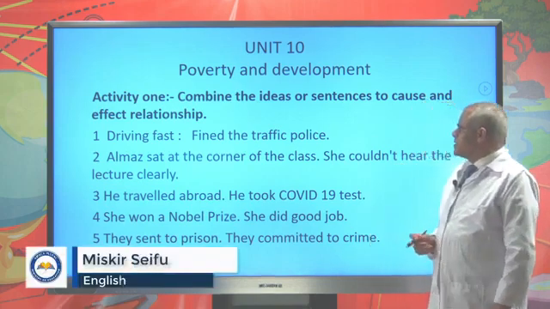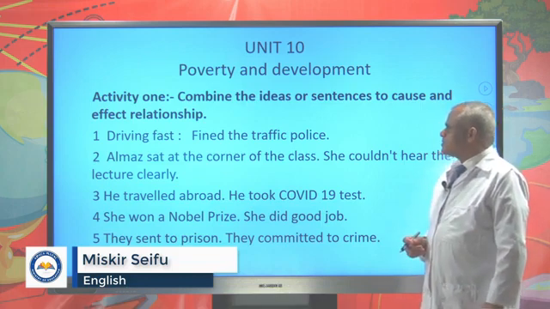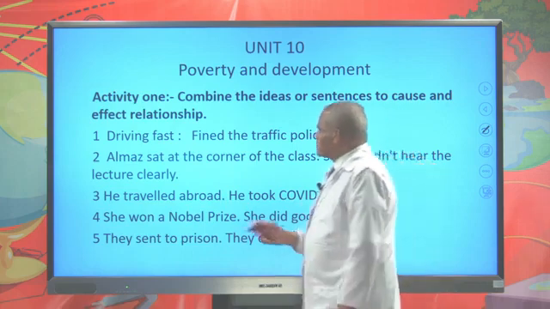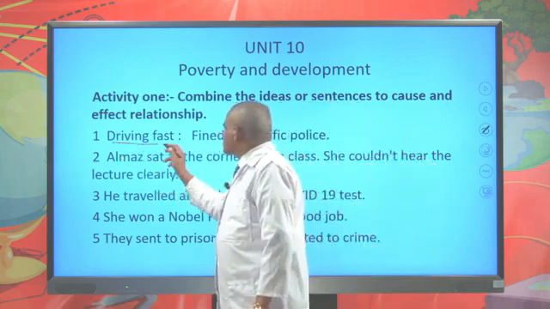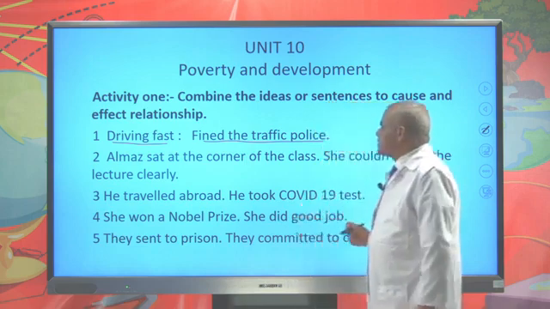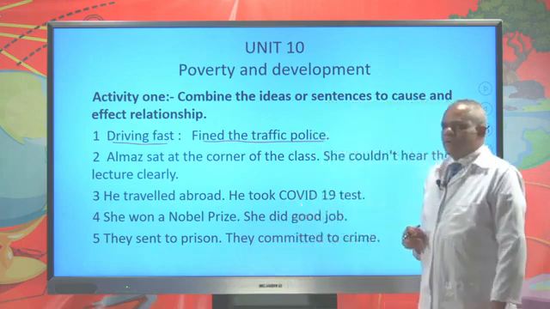Driving fast, find the traffic police. It's obvious. Which one is the cause? This is the cause. And then this is the effect, or the result. Let's join.